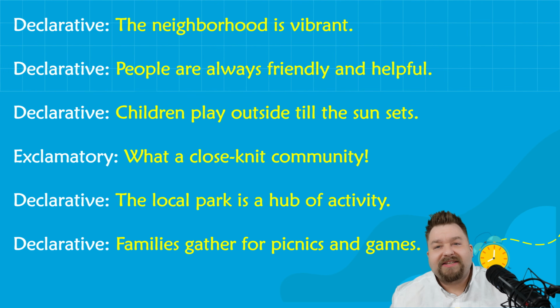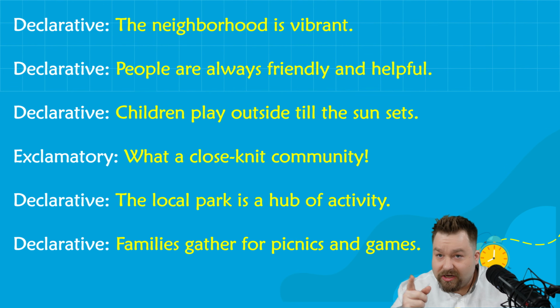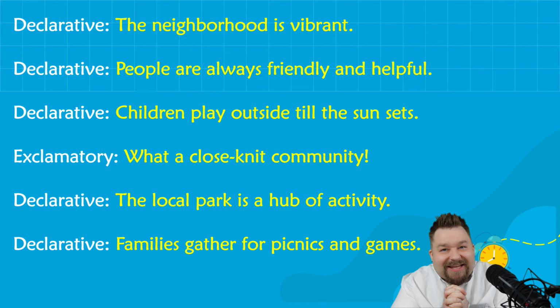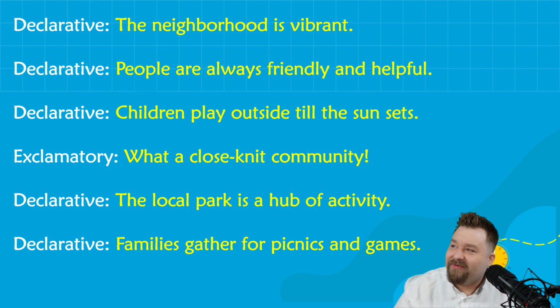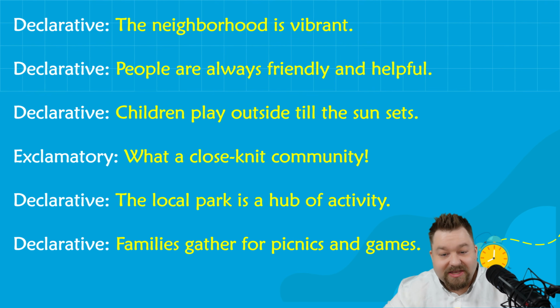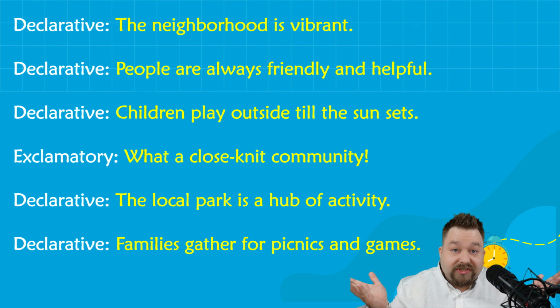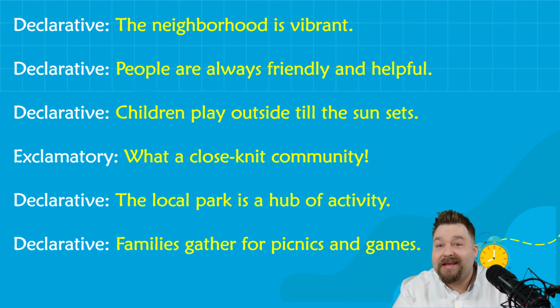Children play outside till the sun sets. That's what they do. It's true. Another period because it's a declarative sentence. Number 4. What a close-knit community. Wow. Right? It's an exclamatory sentence. We're impressed. We're excited. We're like, wow, that's great. An exclamation point. The local park is a hub of activity. Just a true statement. It's a true sentence. It's a period and a declarative.